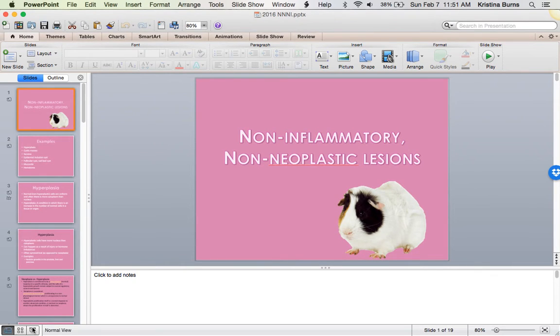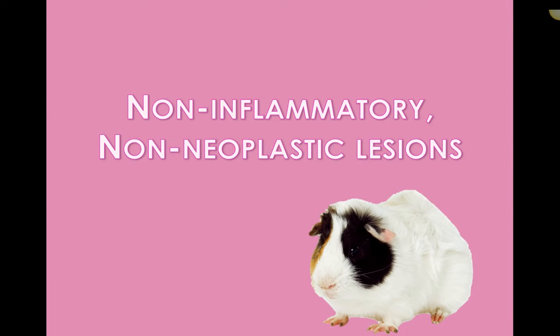Non-neoplastic, non-inflammatory lesions. So if we think back to that chart that we've been using to help classify cytological samples, we have infection, inflammation, neoplasia, non-neoplastic, non-inflammatory. So this category, and it's hard to say 10 times fast, is sort of the miscellaneous category. They don't necessarily fall into any other specific category.